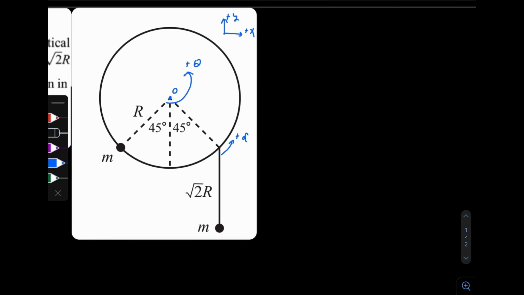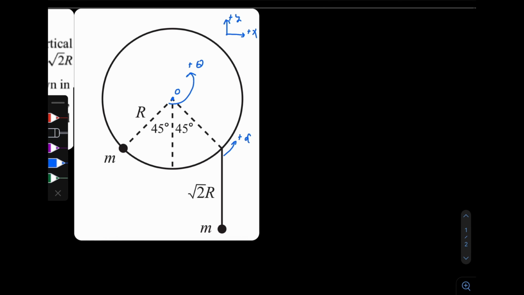Okay, so we want to set up our Lagrangian for this system, and then we can use our Euler-Lagrange equations. In order to do that, we need our displacement vectors, and then we can take some derivatives. So let's start with, I'll call this mass 1, this is mass 2. So let's call it R1. Okay, so let's start with the x coordinate.